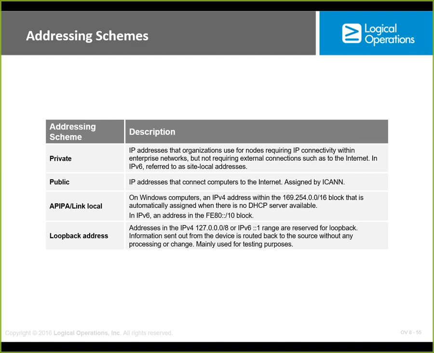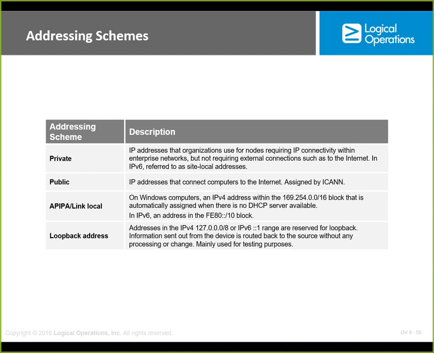Addressing schemes. Private IP addresses we looked at: the 10, the 172.16 to 172.31.255.255, and then the 192.168 entire network. These are IP addresses organizations use for the nodes requiring IP connectivity within the enterprise network, and we'll talk about how we get on the internet with those addresses a little bit later when we talk about a process called NAT, Network Address Translation. Those private IP addresses are not routable on the internet. They have to stay inside the private network.